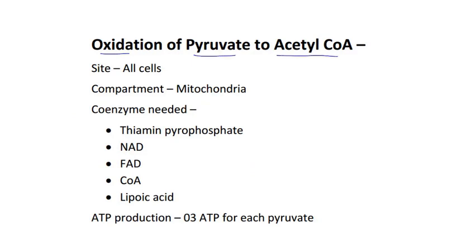Now we will discuss oxidation of pyruvate to acetyl-CoA. It takes place in the mitochondria of all cells. In this process, some coenzymes are needed, like thiamine pyrophosphate, NAD, FAD, coenzyme A, and lipoic acid. Here 3 ATP is produced for each pyruvate.